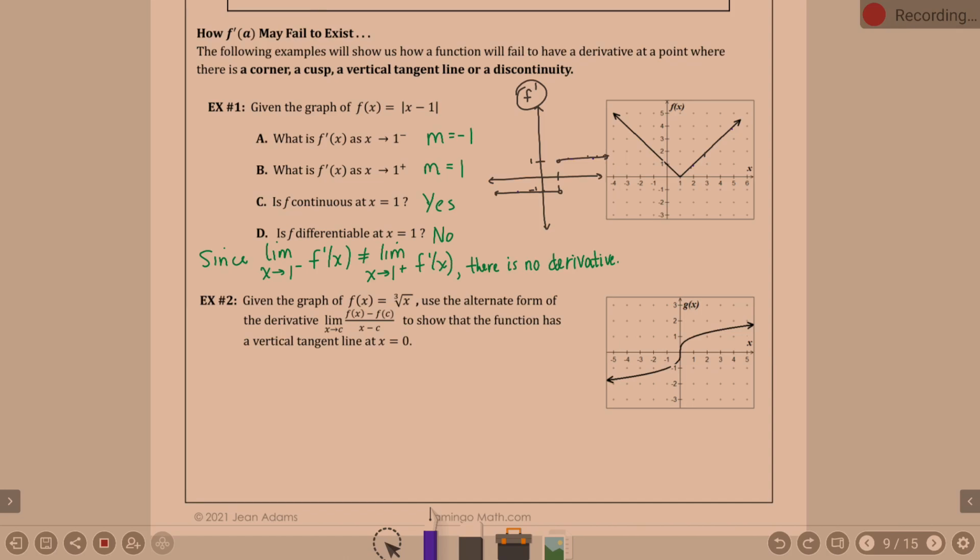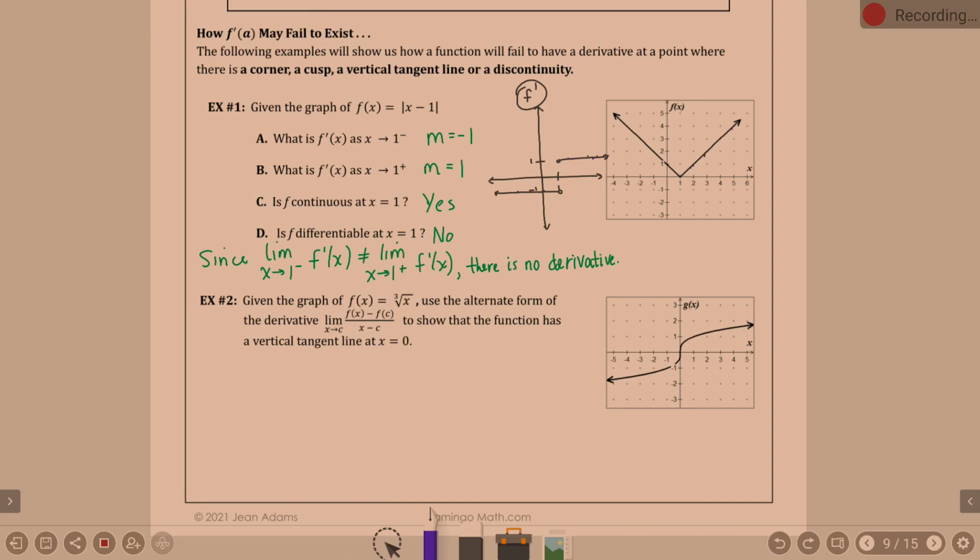Number 2 asks us, given this graph, which is the cube root of x graph. So you guys know x cubed, right? X cubed is the vertical graph. The cube root of x, I think we looked at this a little bit last year in pre-calc maybe. I'm not sure. But it is the sideways version of x cubed. Use the alternate form of the derivative, they give us the limit there, to show that the function has a vertical tangent line at x equals 0.